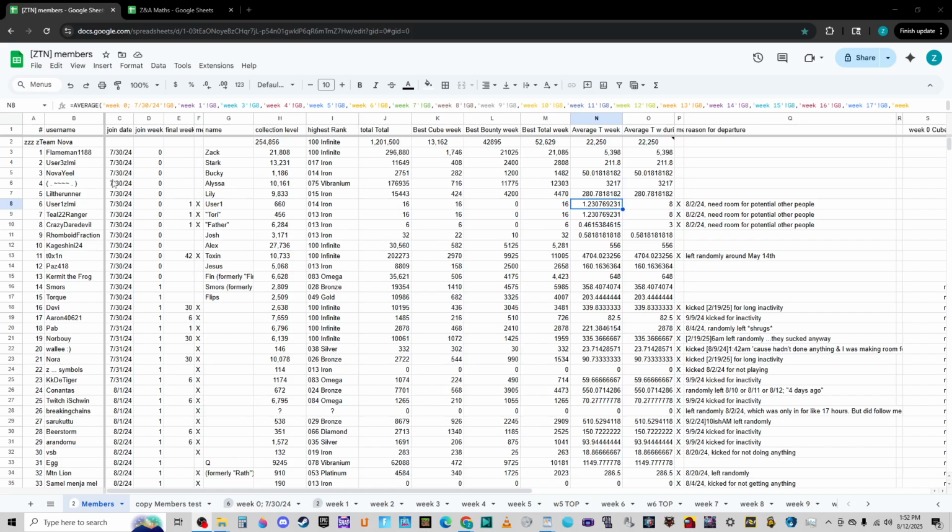So here we have everyone who's ever joined my Marvel Snap Alliance. I keep stats on everyone, the same kind of stats. But I was having an issue with the average total week. For people that had left or were kicked or whatever, who weren't in there anymore, it was treating those weeks as 0, and I couldn't figure out why. Well, I finally figured out why.